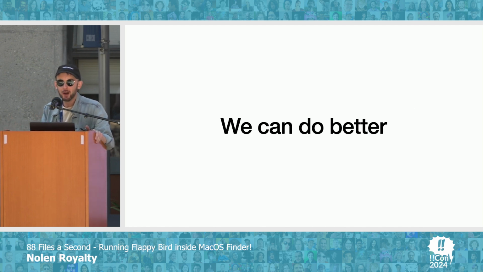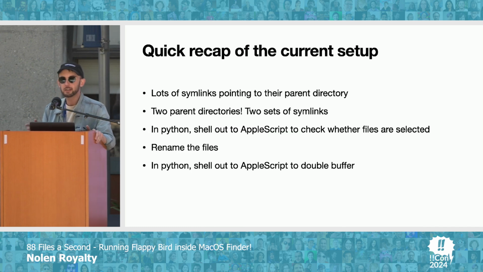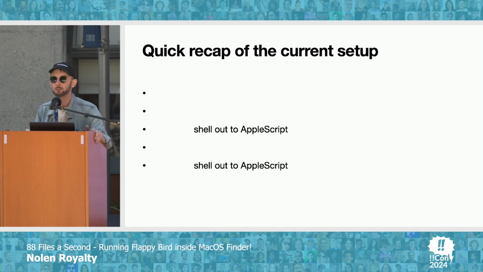But we can still do better. So let's recap our current setup. We've got a lot of symlinks, 22 symlinks pointing to their parent directory. In fact, we have 2 different parent directories, 2 sets of symlinks. In Python, we're shelling out to AppleScript to check whether a file is selected. Then we rename the files. And then in Python, we shell out to AppleScript again to do our double buffering. That's a lot of shelling out to AppleScript.